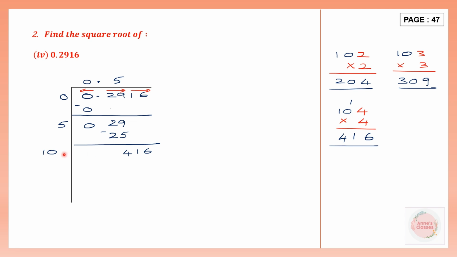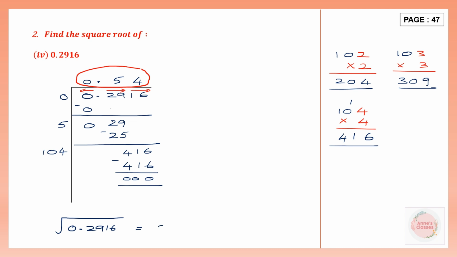So here also I'm going to put 4 next to 10. Now the number is 104. When I multiply it by 4, I will get 416. Minus it, 0. Your answer is the quotient, which is 0.54. So we have found the square root of this number 0.2916 and that is 0.54. So this is our answer.